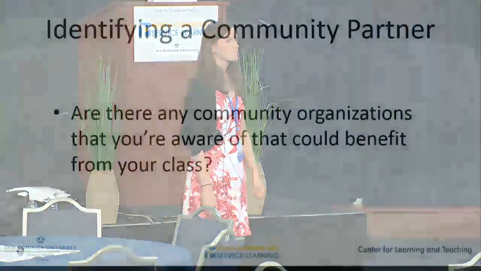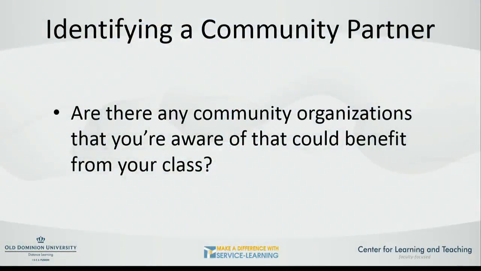And so when you think about identifying a community partner, are there any community organizations that you're aware of that could benefit from your class? And so just building off of the composition class, you mentioned students are pre-service teachers, maybe working with an autistic population. There's lots of nonprofits in this area that provide support and resources for people with autism. So if you can take a moment and think about what nonprofits, or you don't have to necessarily know their names, but are there nonprofits out there that you think offer services that you could link to your class?